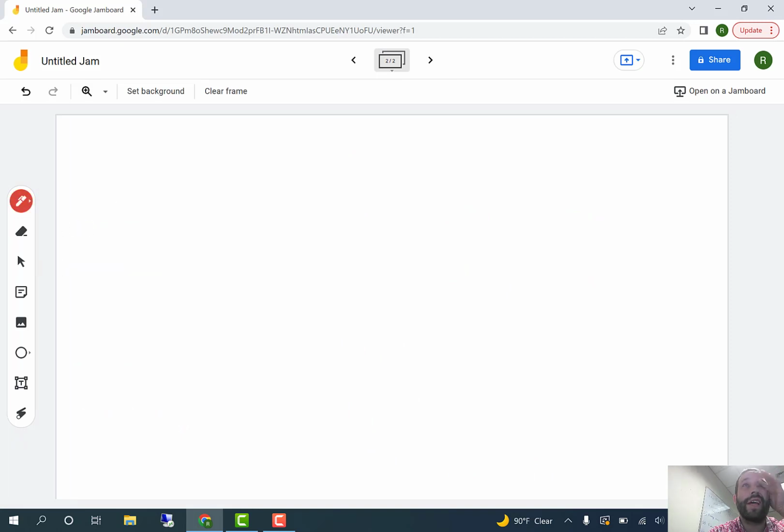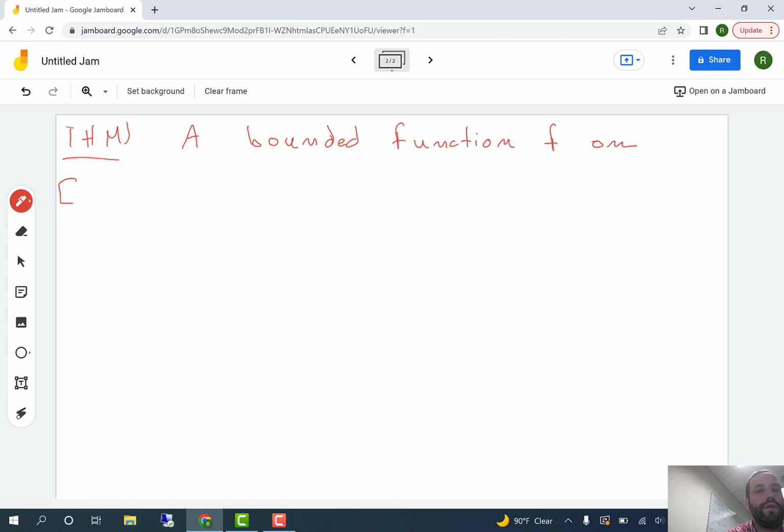So the first theorem that we're going to look at today says a bounded function f on an interval a to b is integrable.